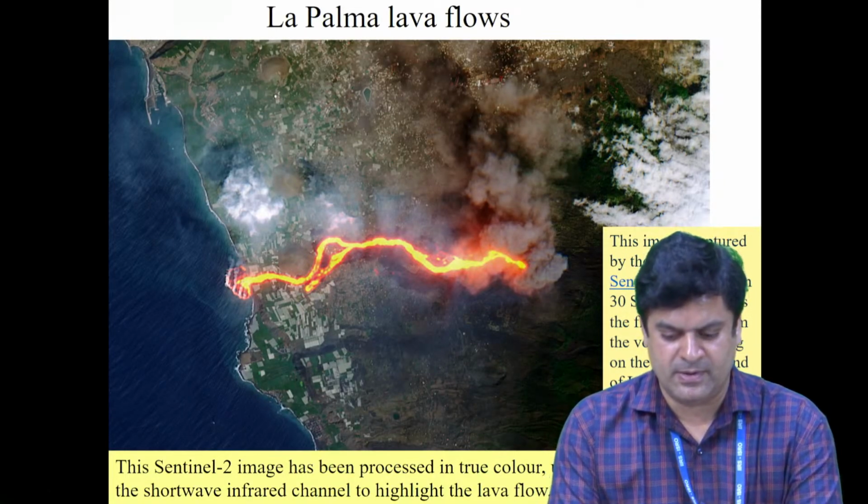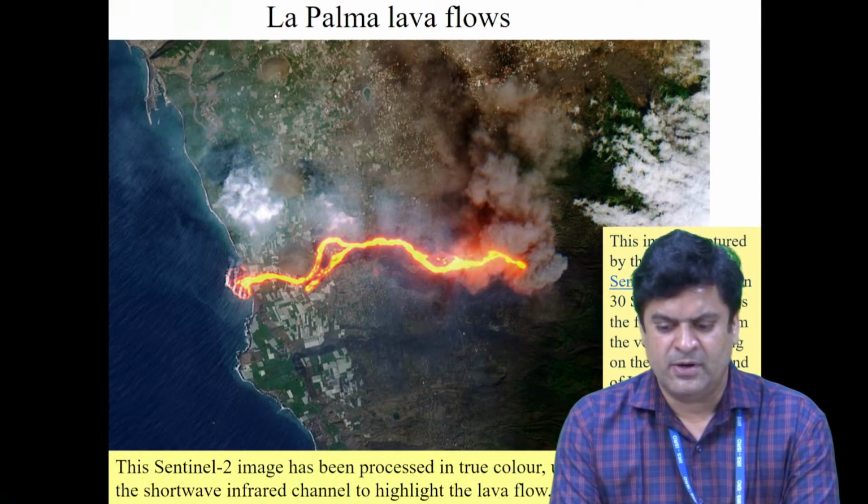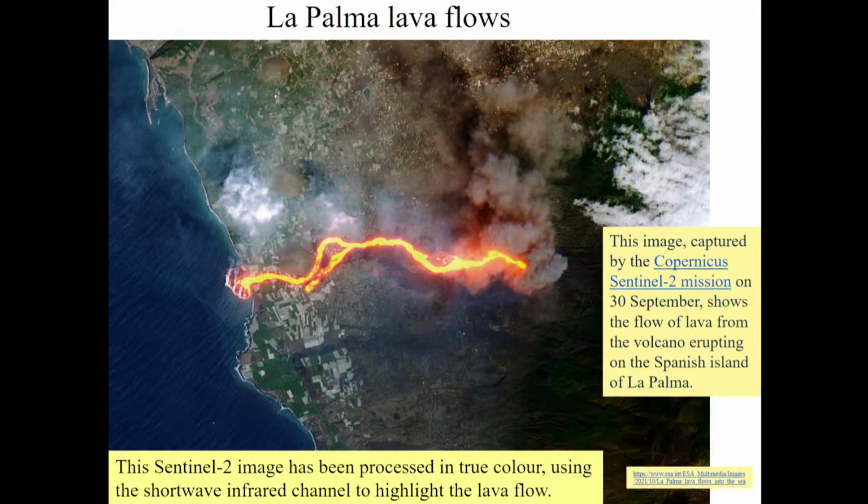Now in the next slide we will see a recent eruption. This is an image from the Copernicus Sentinel-2 mission, which was acquired on 30th September 2021, when the La Palma lava flow was there, and the lava flow could be easily seen in this Sentinel-2 multispectral dataset, in which the red and yellow color flow is basically the lava flow that could be easily detected and seen.